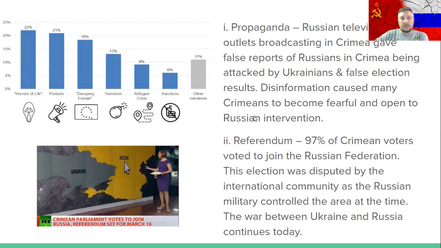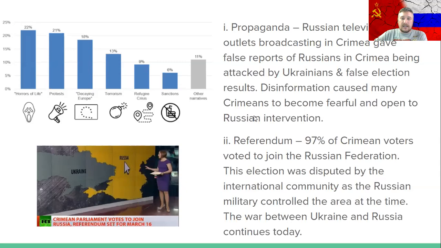And so they're doing all of this preceding what's called a referendum, where people are allowed to vote on if they want to take action on this. Well, 97%, according to the results of this election, 97% of Crimean voters voted to join the Russian Federation, basically meaning that they would leave Ukraine and they would join Russia.